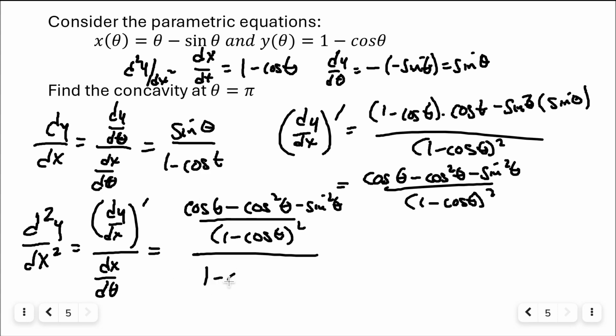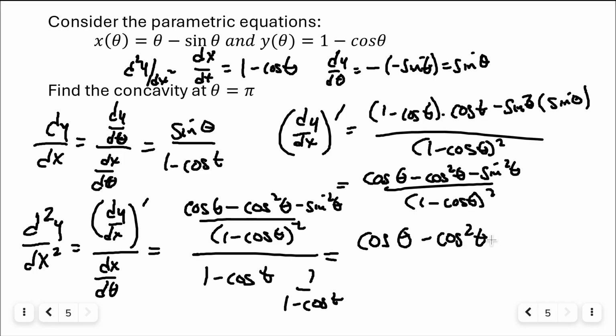dx/dθ is 1 minus cosine theta. That's my correction factor. And I can multiply top and bottom by 1 over 1 minus cosine. And that's going to give me cosine theta minus cosine squared theta minus sine squared theta, over (1 minus cosine theta) cubed. And now I want to find the concavity at theta equals pi. So I want to substitute pi in.